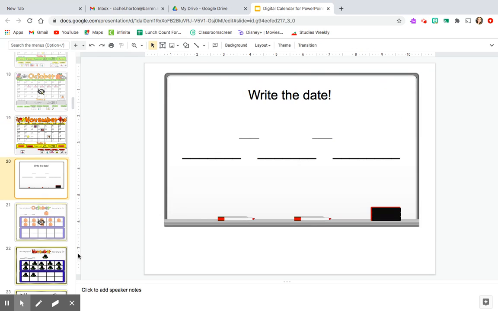All right, let's write our date using some numbers. November is the 11th month of the year. And right now we're on the 23rd day in November. And the year is 2020. Remember, we only write the last two numbers in the year. That's 20.